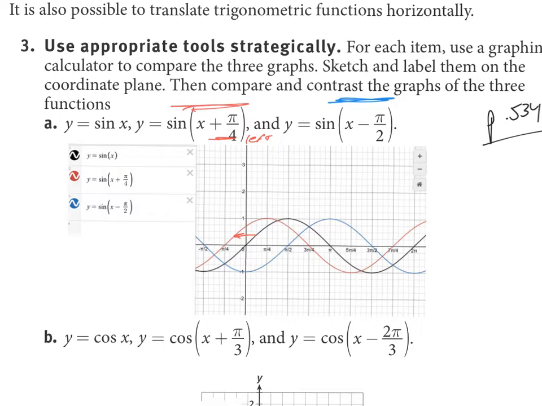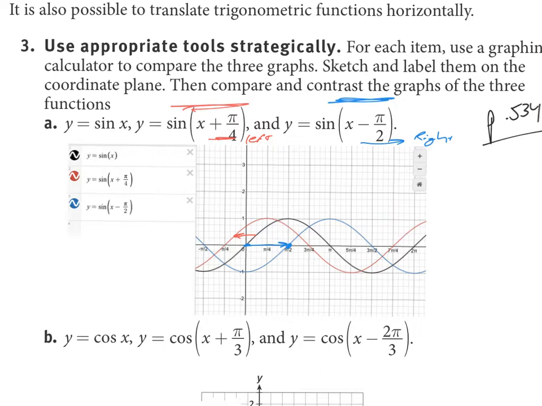And here in blue, minus pi over 2 is moving it to the right. So it was here at 0, 0, and it got moved to the right to start at pi over 2. So the whole thing got shifted to the right. And again, because it's periodic, it's going to keep repeating over and over, both to the right and the left.